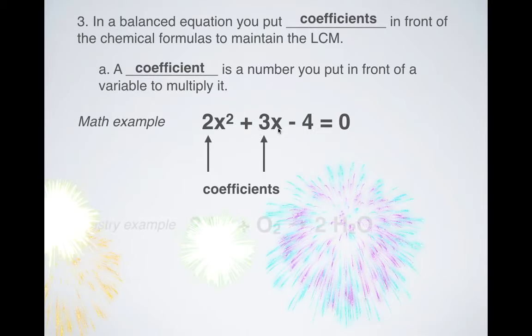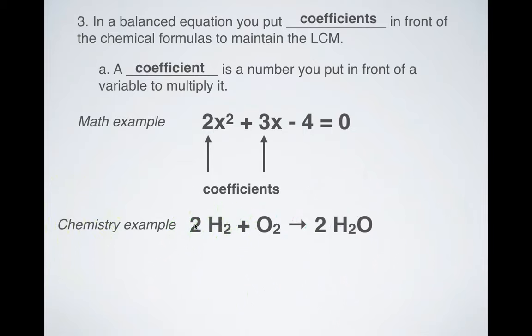But in chemistry, it's exactly the same. These right here are your coefficients. So instead of just 1 H2, I have double. I have 2 H2s. Instead of 1 H2O, I have 2 H2Os. And so that's how coefficients are used in chemistry. But the principle is the same.